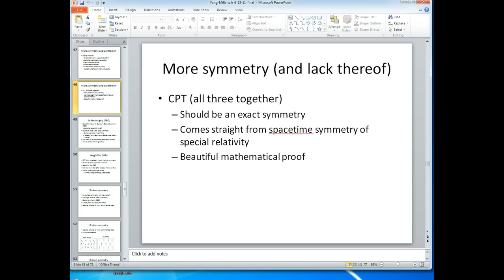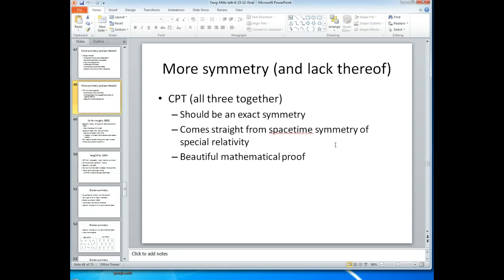Now, to rescue some symmetry, some good news for symmetry here, is that if you do all three of these together, you take any experiment and change all the particles to their antiparticles, change all the charges. Do a mirror reversed version of it. Change any kind of left-handed spinning to right-handed spinning, for example, and play the movie in reverse. Then that should make sense. That should correspond to a physically possible experiment, and it should be an exact symmetry.